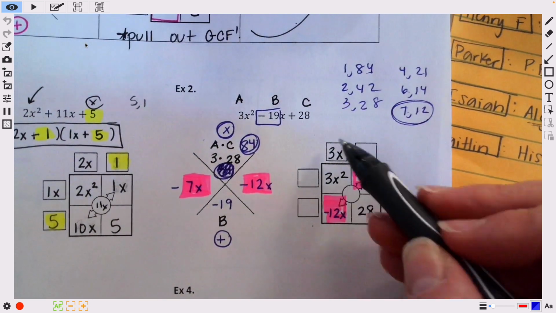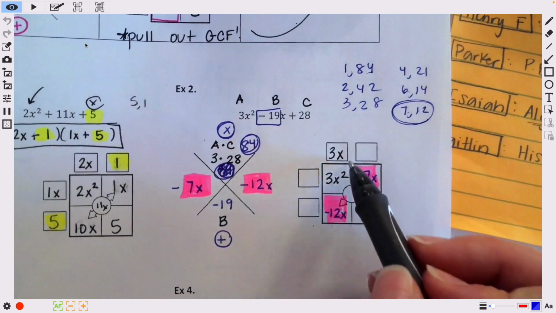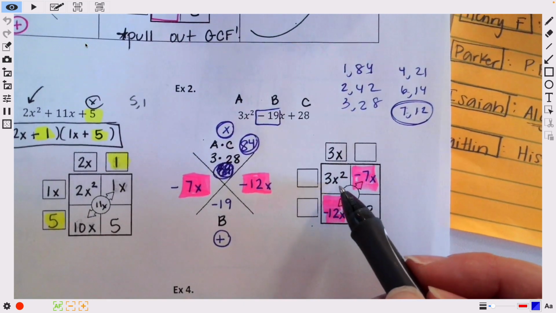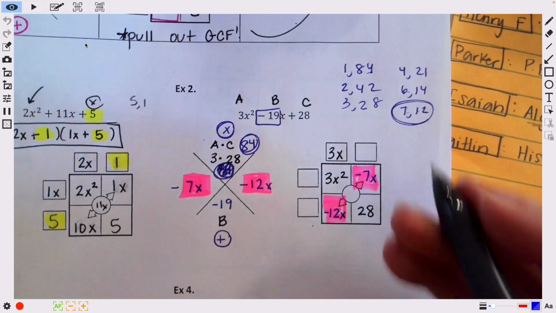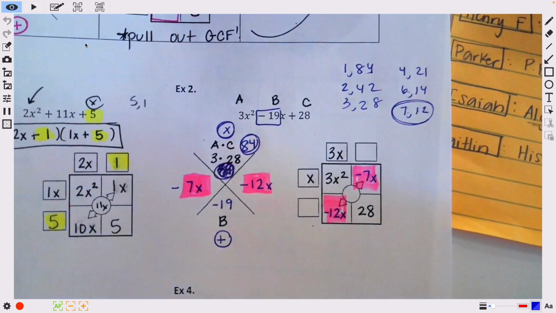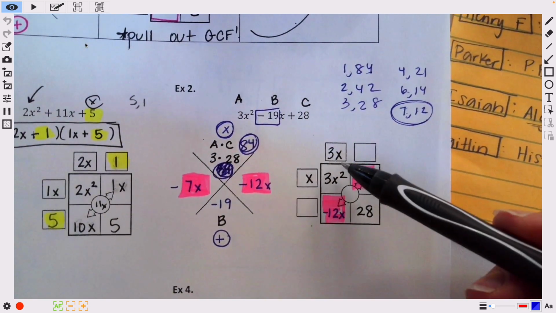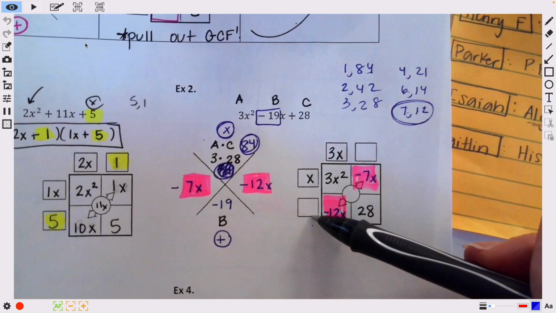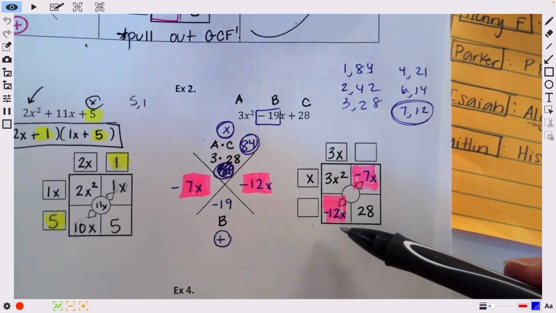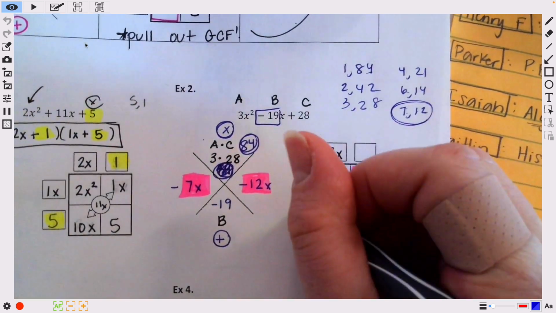And now it's all just a game of multiplication. 3x times what would give me 3x squared? X. 3x times what gives me negative 12x? Negative 4. Good.